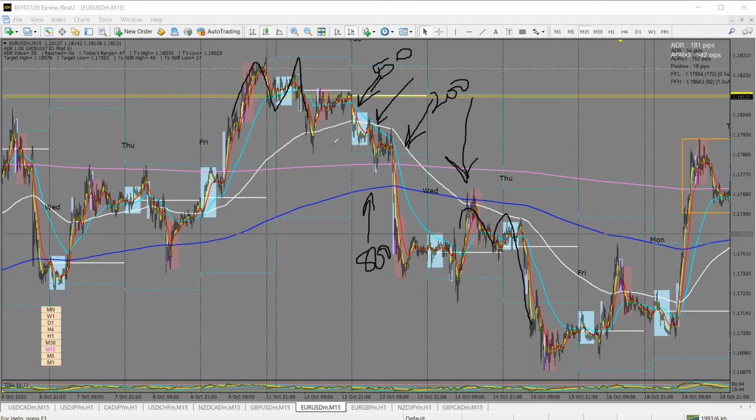It's 800. And we have this yellow one right here. That's 5. We have the red one. And that's 13.